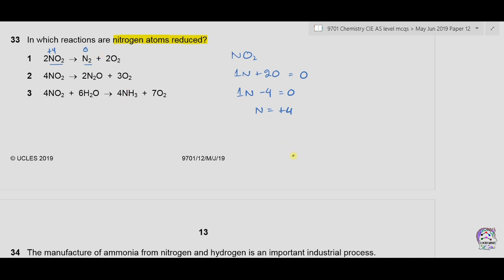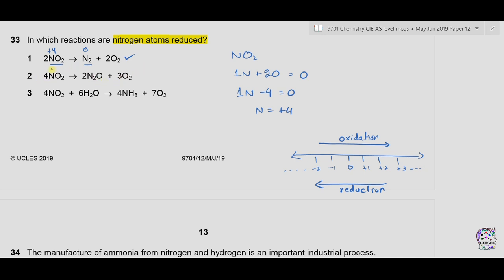The oxidation and reduction can be remembered from this number line. If the oxidation state goes in the forward direction, it means it is oxidation. If the oxidation state goes in the backward direction, for example +1 to 0 or 0 to -1, then it will be reduction. As in the first one, it goes from +4 to 0, so it is reduction, so therefore this is correct.